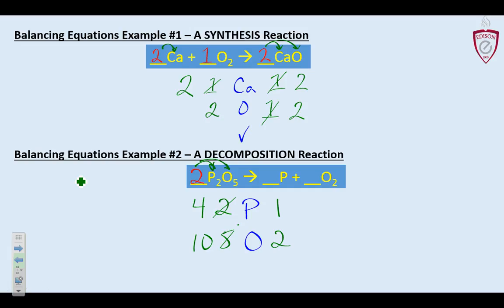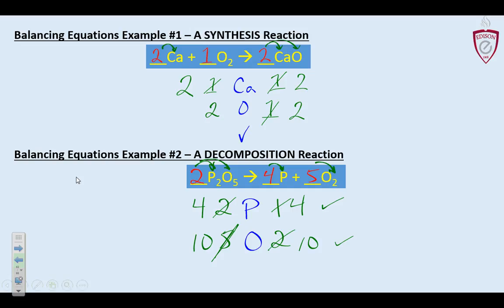Now I'm going to make this a little bit bigger because that looks like an 8 right now. Oxygen, 2 times what gets me to 10? 5 times 2 gets me to 10. Let me reevaluate. I have 10 oxygen, so that's good. Check. Now I've got to fix my phosphorus. So 1 times 4 brings me to 4. And 4 and 4 when I reevaluate, we're good.